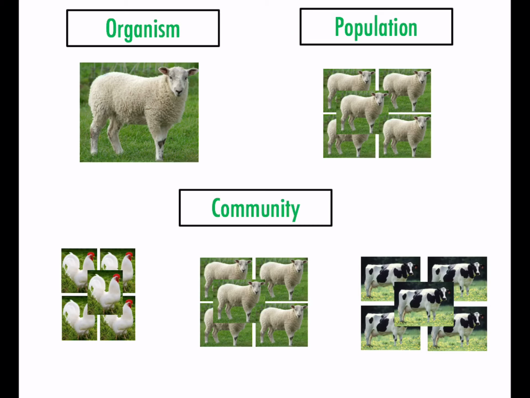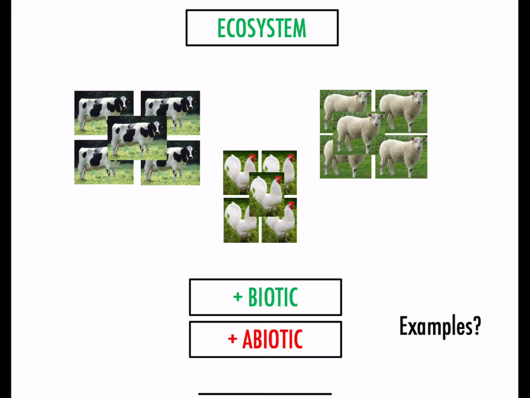Now, a community is many populations together, so a herd of sheep, a flock of chicken, some cows. That's a community. Now, what's an ecosystem? If you have that community, then you add in the biotic and abiotic factors, that creates an ecosystem. Biotic factors are living factors that affect the survival of a population. So it could be competition, predation, prey, disease, bacteria. Abiotic are non-living things such as pH, temperature, soil, water content, etc.